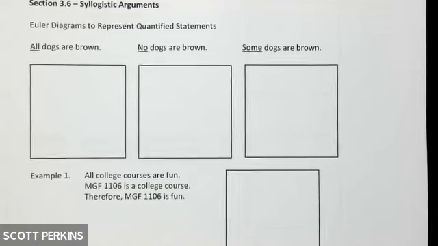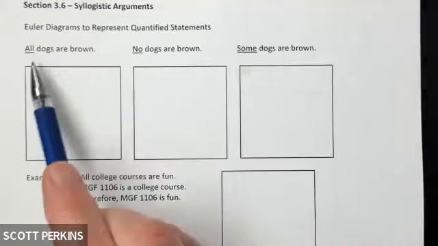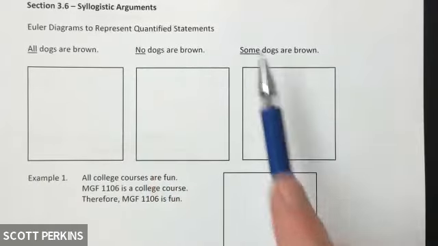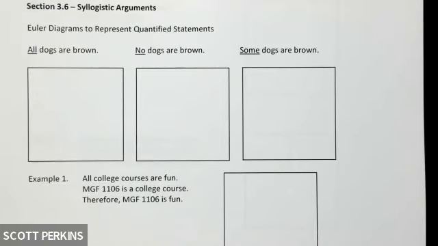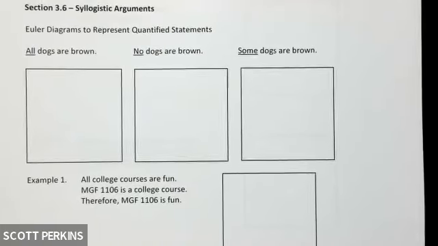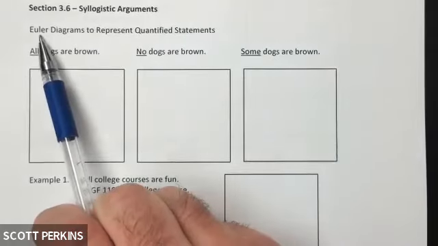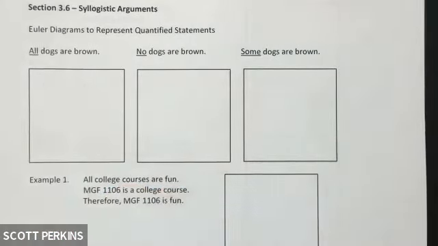So here what we're going to do is determine if an argument that contains either an all or a none or a some statement, can I determine if this is valid or invalid? And so what we're going to do is use some diagrams by a famous mathematician named Leonhard Euler. It looks like Euler, but it's Euler.